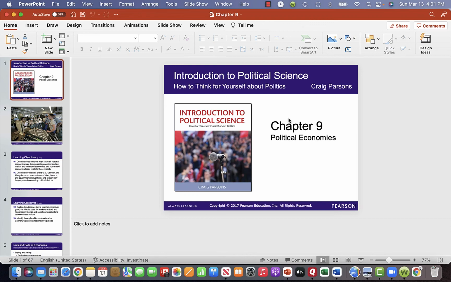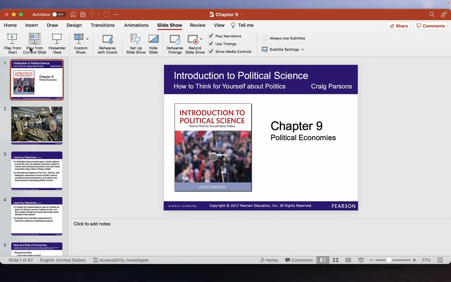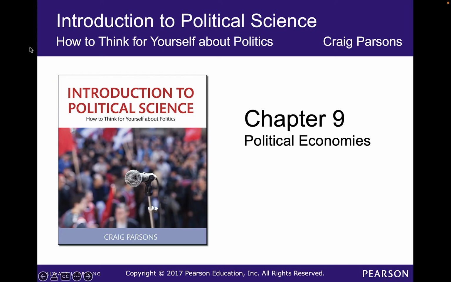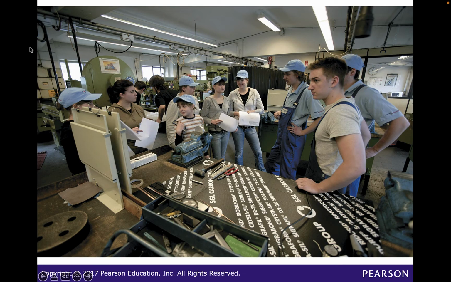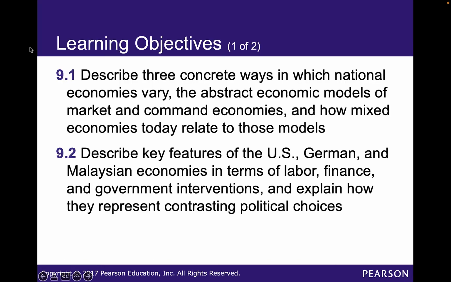Okay, everybody. So we're going to talk about chapter 9 in this lecture right here. We're going to talk about economics and different economic systems throughout the world. We're going to talk about three concrete ways in which national economies vary. They're abstract models. We're going to talk about a market, a command, and a mixed economy.